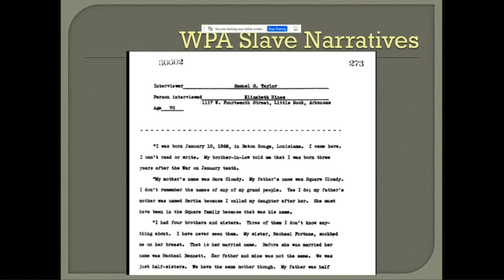And this is just an amazing, amazing amount of information. I was born January 10th, 1868 in Baton Rouge. I came here. I can't read or write. My brother-in-law told me that I was born 3 years after the war on January 10th. So that puts her January 10th, 1868.